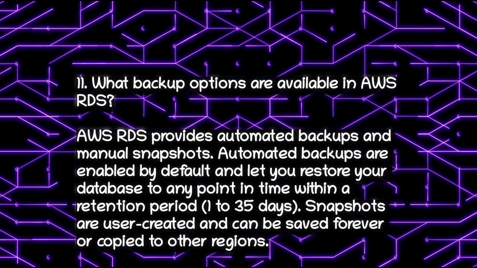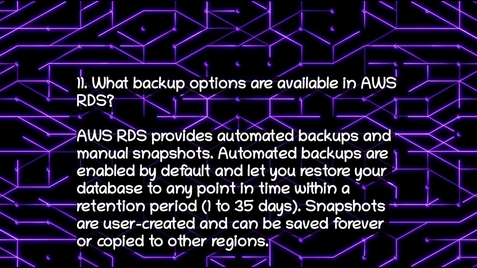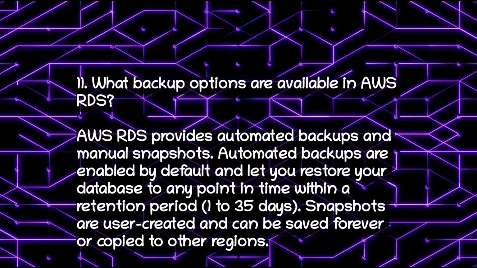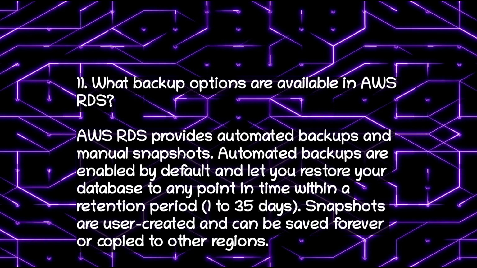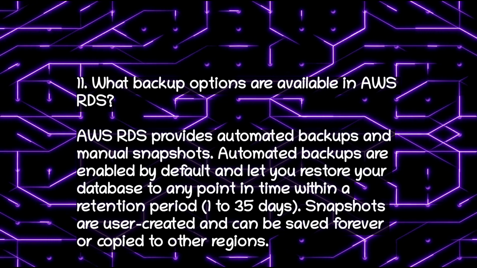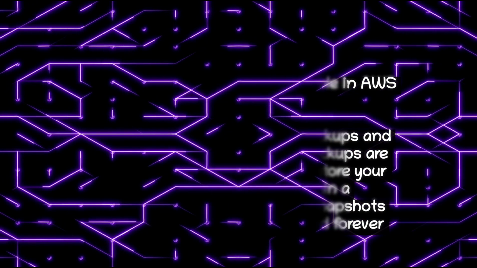11. What backup options are available in AWS RDS? AWS RDS provides automated backups and manual snapshots. Automated backups are enabled by default and let you restore your database to any point in time within a retention period, 1 to 35 days. Snapshots are user-created and can be saved forever or copied to other regions.